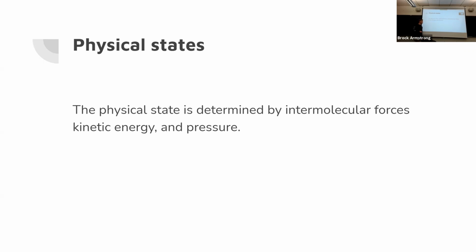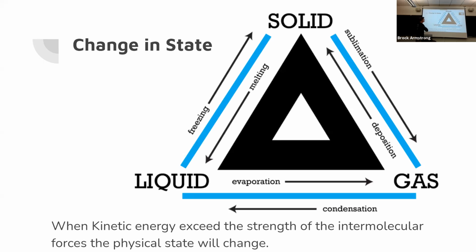On the graphs, though, depending on the strength of the intermolecular forces, will give you what state you're in at a given pressure and temperature. So let's look at one of these phase diagrams, or not yet. Changes in state will occur when kinetic energy exceeds the strength of your intermolecular forces. So you can add kinetic energy by heating things up, which is a very easy way.